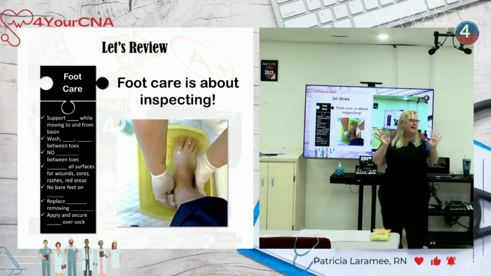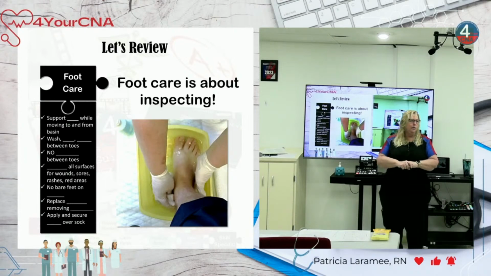Except we're not doing nails. We're not cleaning them. We're not filing them. We're not grinding them. We're not trimming them. We're not doing anything with nails. Except there is one thing we have to do. Anybody know what that is? Okay, we're going to wear gloves.